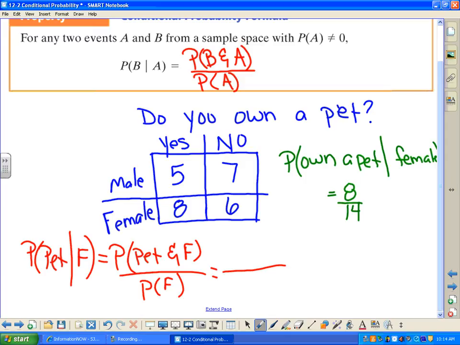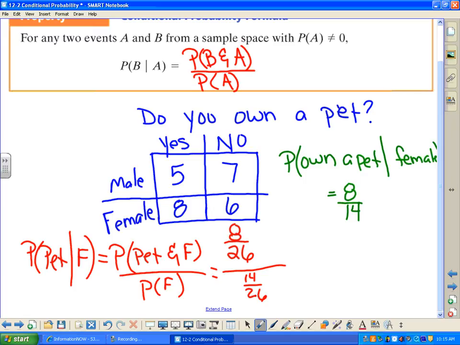8 out of how many? There's more than 14 up there. It's the whole chart. I didn't say given anything. It's out of 26, right? The entire sample space is 26. Out of this chart, there are 8 out of 26 that own a pet and are female. So this numerator is 8 out of 26. Now we're looking at the whole chart again. There are no conditions put on these, right? On either of these two in the formula, neither of them have a line. There are no conditions. What's the probability that you're a female? 14 out of 26.